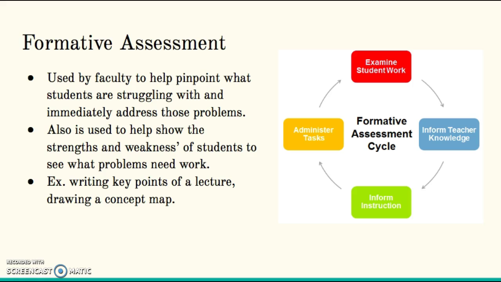So if a student is struggling in a certain subject, it can really just point out what needs work, what they don't understand, what the teacher needs to address more in their lessons or individual help, stuff like that. So some examples would be like writing key points of a lecture, drawing a concept map, just making sure they really understand what they were learning and what they had to understand.